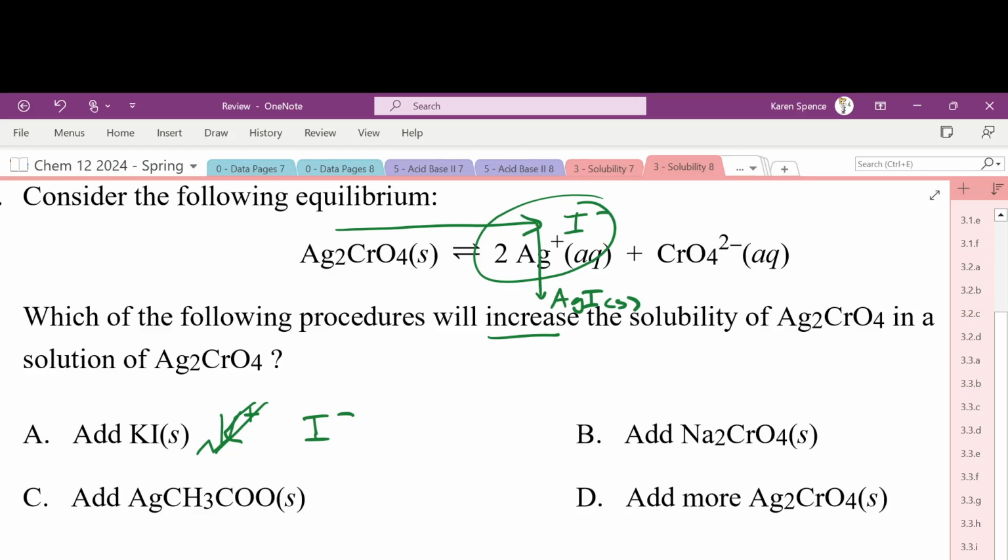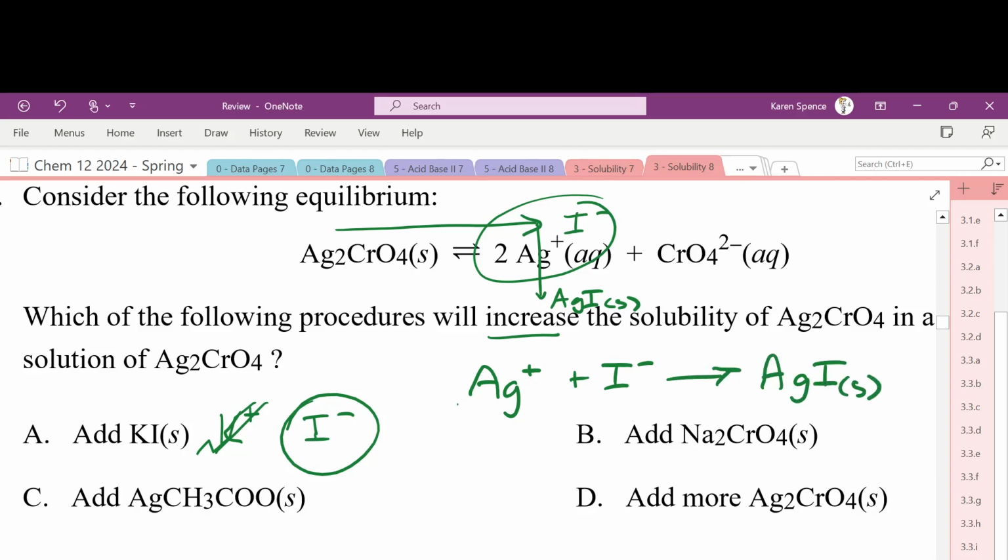How would silver decrease? You would have silver, which is just hanging around right now. It sees the iodide coming from here, and it says, oh, I like bonding with iodide. So I make AgI solid. So I am using up the Ag. Does that make sense? Yeah? So I have less of it.